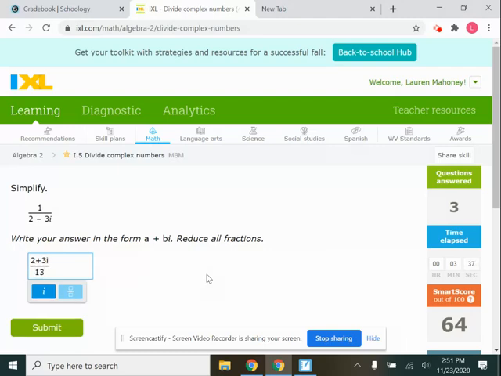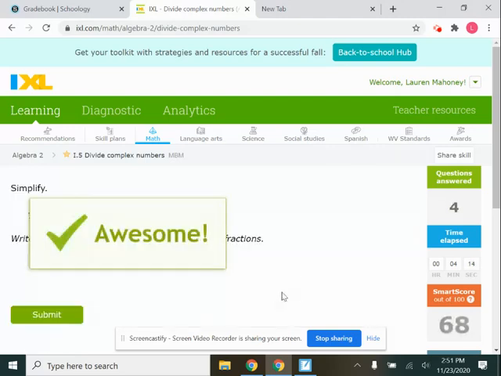Now, notice it says that it wants the answer in a plus bi. So you can't actually leave your answer like this. You would need to rewrite this as two fractions, as 2 over 13 plus 3 over 13 i. I'm going to come back here and get rid of this. So I need a fraction 2 over 13 plus, I need another fraction 3 over 13, and then I would put the i right next to it. For this i term, you can put the i in the top, or you can put it off to the side, but it cannot go in the bottom.